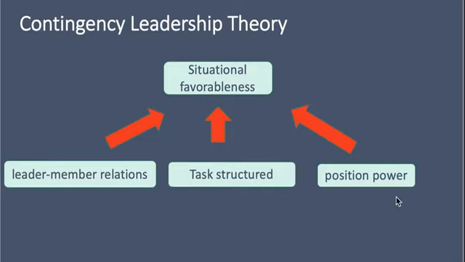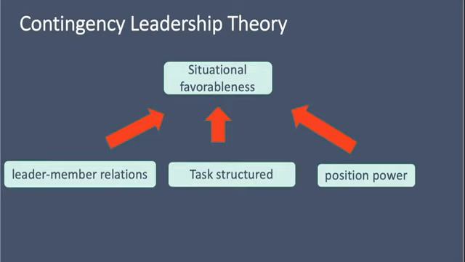The third factor that determines situational favorableness is position power. This means the manager, the leader, has the power to fire people and the power to reward people. If you have the power, you are more likely to be in a very favorable situation. But when you don't have this power, it's difficult to collaborate with other people or direct them to do the things you want. So this is how we analyze different situations based on these three factors.